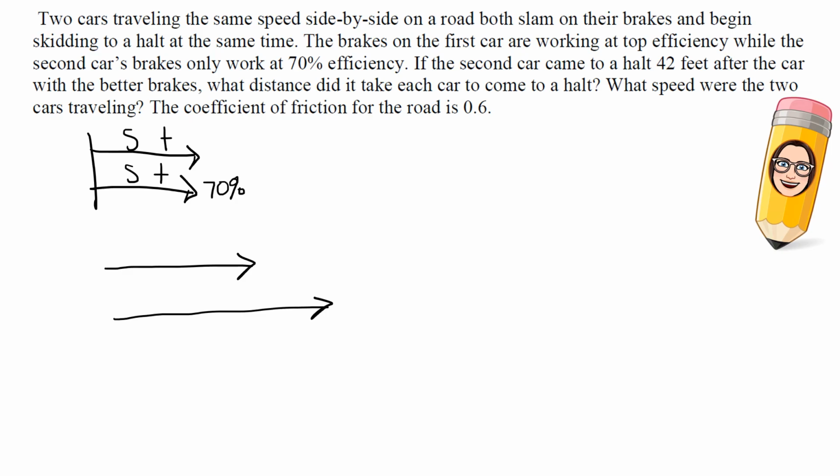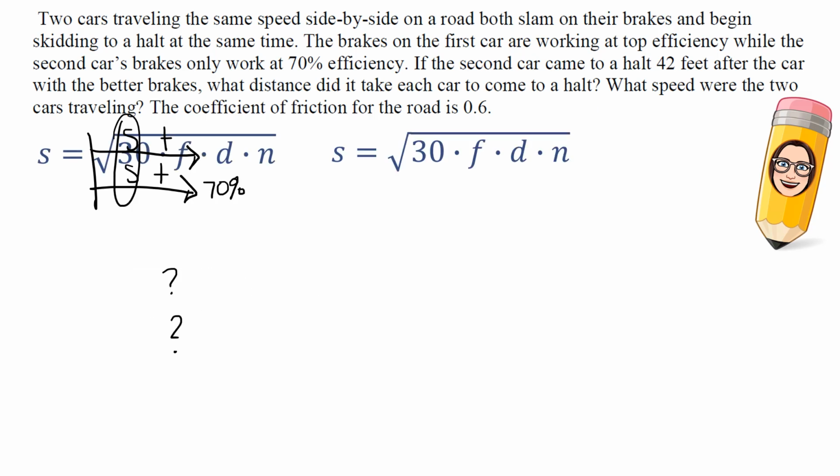If the second car came to a halt 42 feet after the car with the better brakes, what distance did it take each car to come to a halt? Meaning we're trying to find that initial distance. And what speed were the 2 cars traveling? Well, the same speed, but we don't know what it is. The coefficient of friction for the road is 0.6, right? Every road has a different friction. Are we talking gravel, a poorly maintained road, a well-maintained road? That affects as well. Now, if you are looking at your homework, what you'll notice is the formulas are given to you. So take a look, okay? Here are our formulas.